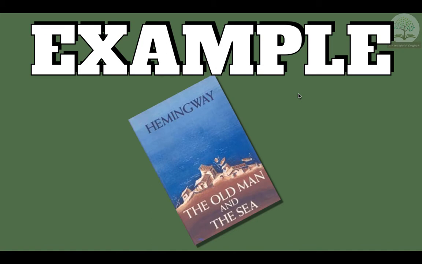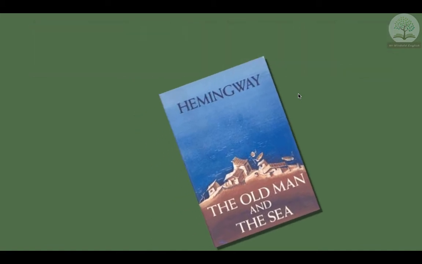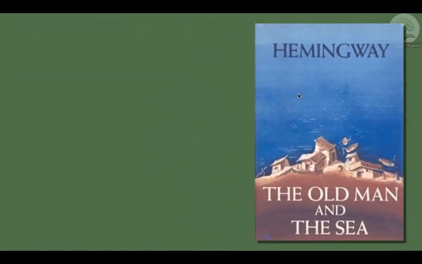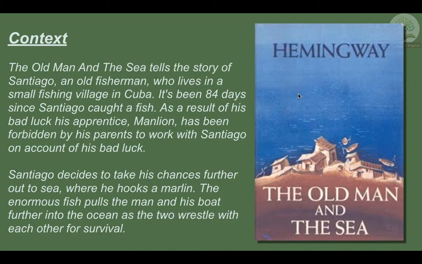Let's look at an example. Suppose you're reading Hemingway's The Old Man and the Sea. For some context, this story revolves around Santiago, an old fisherman who lives in a fishing village in Cuba. After 84 days of not catching a fish, Santiago loses his dignity as a successful fisherman. His apprentice, for example, Manolin, is no longer allowed to work with him, as his parents have forbidden him to do so based on Santiago's bad luck.